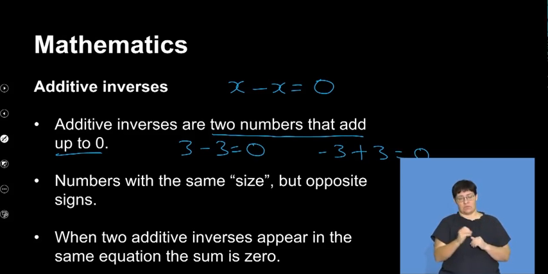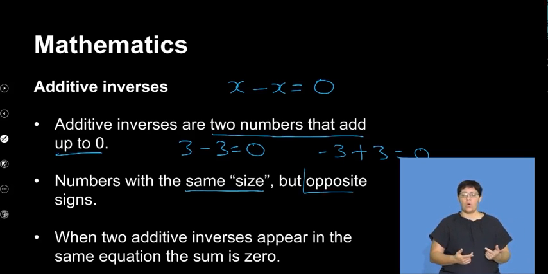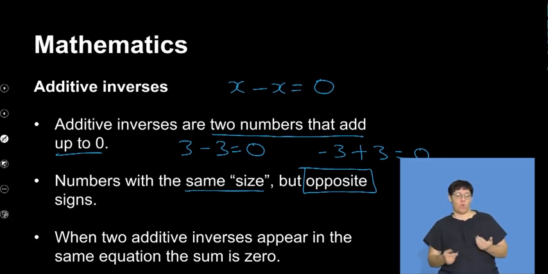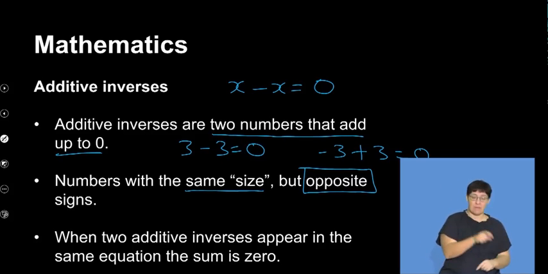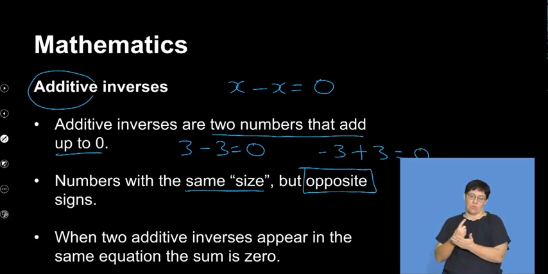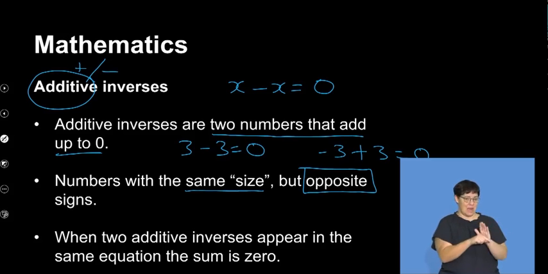These additive inverses are numbers with the same size, or a term with the same size, but the most important thing is the signs must be opposite. It can't have the same signs as well. One must be plus, one must be minus at all times. After all, additive inverse has to do with plus and minus only.